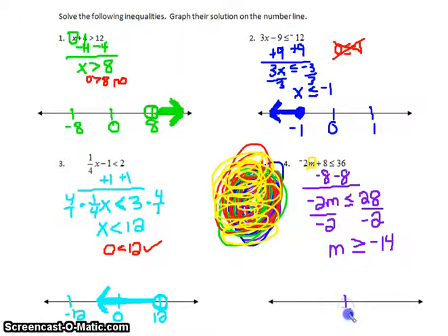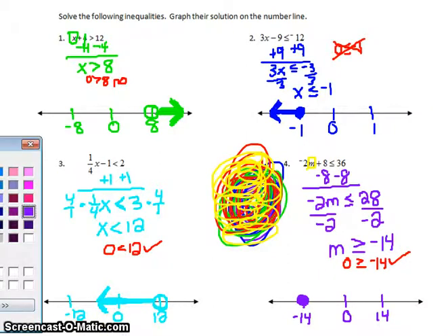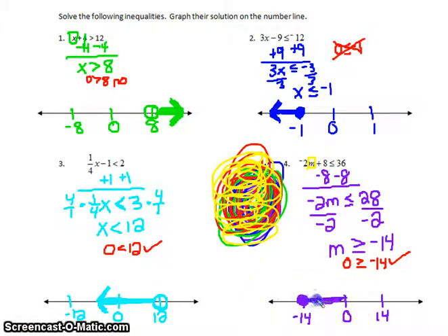So now to graph, we have 0, we have 14, and we have negative 14. We have a closed circle on negative 14. That's very important because it is equal to, greater than or equal to. And if we plug in a 0, is 0 greater than or equal to negative 14? Why, yes it is. And so we are going to shade to the right.